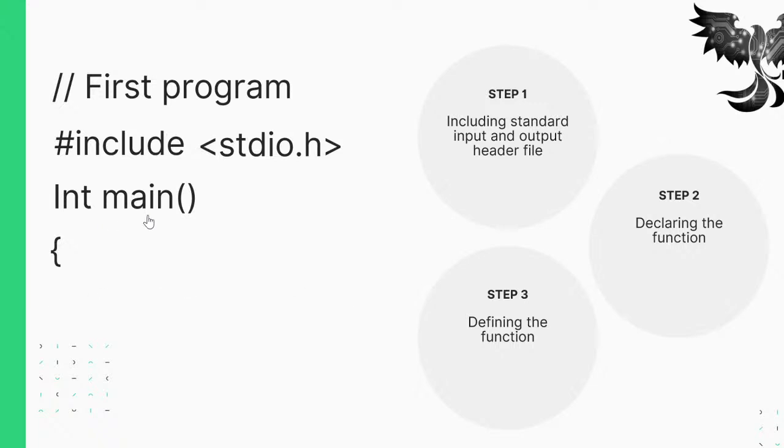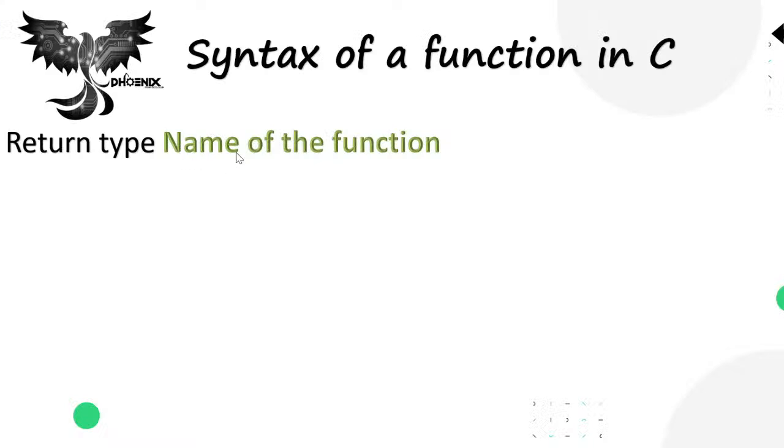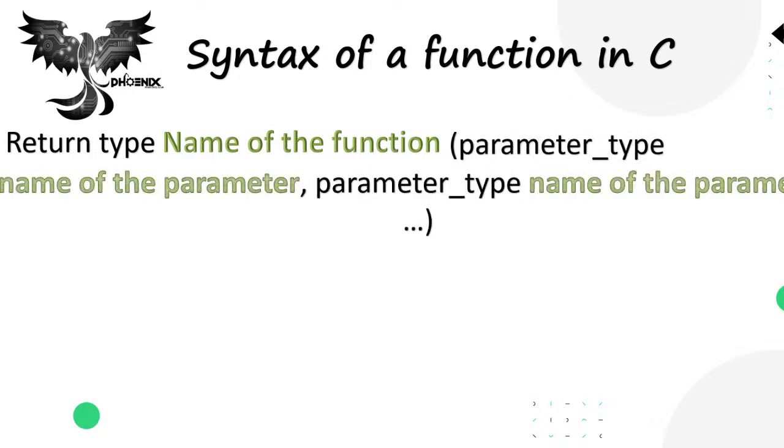Main is the name of the function. After the return type, which is a keyword, it may be integer, a data type we are declaring, or void or anything. It is what the function has to return at the end of the program. I will show it in the code, and then we come to parameters.